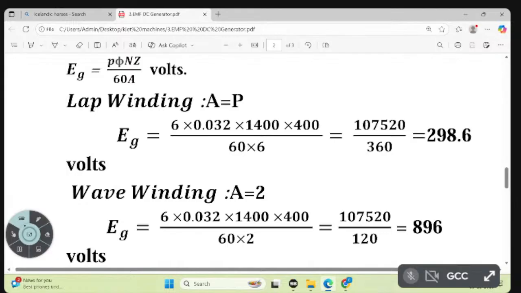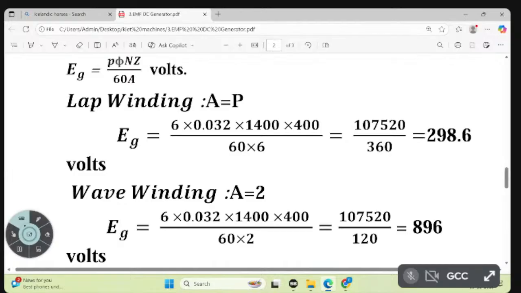Right, correct for me. 298.6 is the voltage. Next one is wave connected, A is equal to 2. Correct. Yeah. Okay.